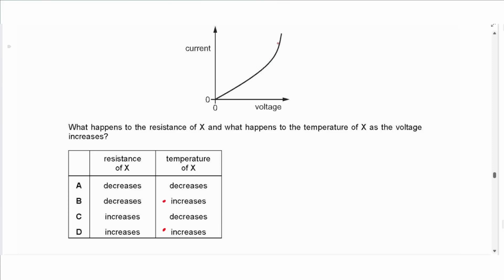And since the graph is moving away from the voltage axis and resistance is equal to voltage divided by current, this means that the current increases more than the voltage. So actually this whole number will be less. So the resistance will decrease. So the common choice here is B.